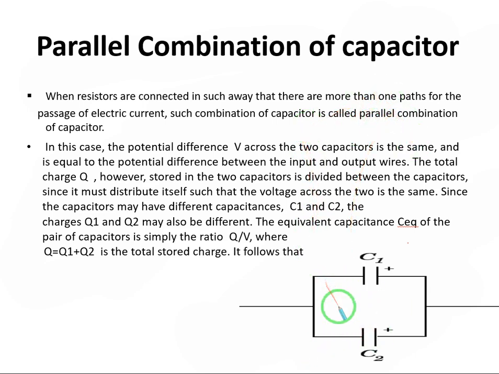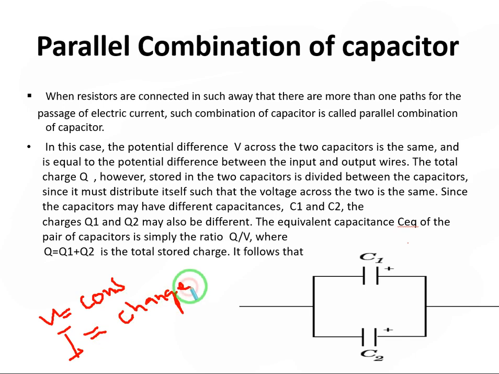Now one thing again, in a parallel combination, voltage is going to be constant, but the current or the charge is going to be changed. Okay, so keep this in mind. Simple method, simple formula, but just remember the concept that in a parallel combination, current is going to be changed. Now we have two capacitors, C1 and C2.